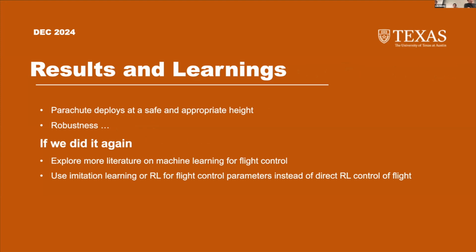Our robustness is a little bit questionable in terms of the broadness of the environment. In a lot of the training, we limited our range just so that we could see more effective actions out of the policy. And if we were to do this again, we would probably start off with more literature exploration on machine learning for flight control, see what's been done in the past and take some work from there. And then maybe look at using imitation learning or reinforcement learning for the flight controller parameters instead of direct reinforcement learning for the control of the drone itself.